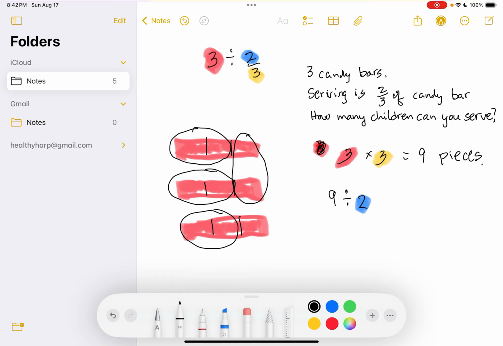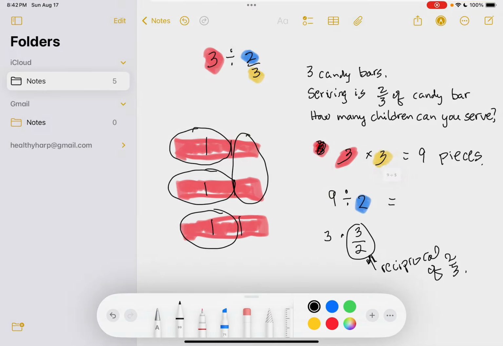So what am I doing really here? I'm taking 3 times 3 divided by 2. Oh, that's the reciprocal of 2/3. Now, this video was really quick, but I hope you can see why that happens the way that it does. Okay, 9 divided by 2, let's actually get the answer to the question. 9 divided by 2 is 4.5. And you can see we've got 1, 2, 3, 4 servings, and there's 1 piece left, but that's half of a serving, so 4.5 children.